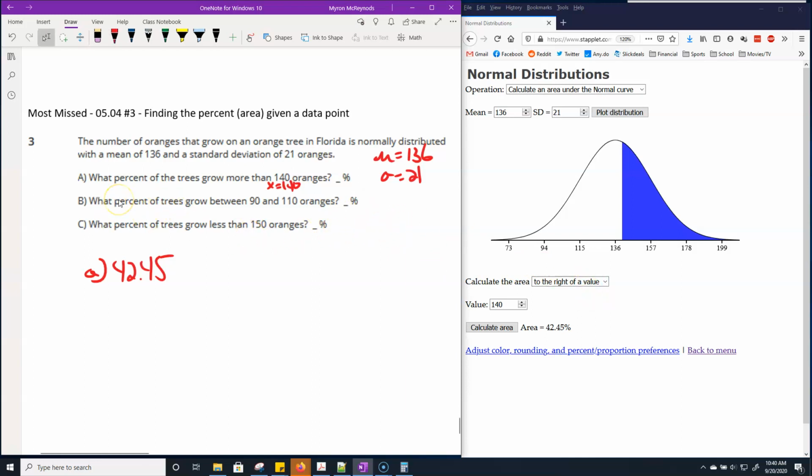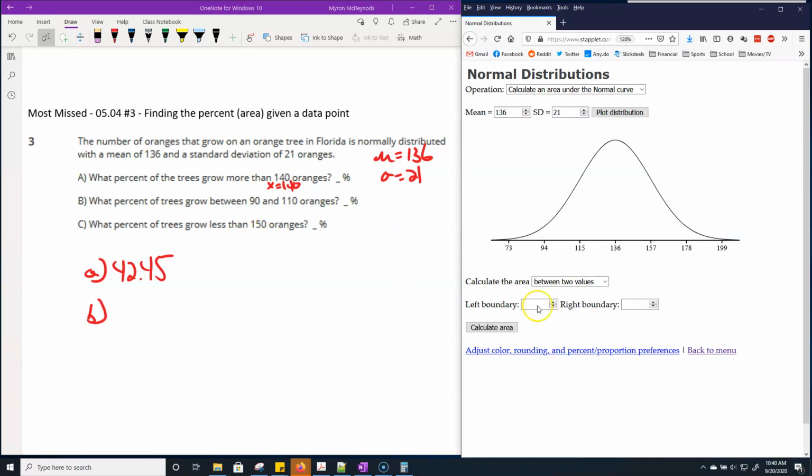The next question they ask, B, is what percentage of trees grow between 90 and 110? So you look, and there's a between two values one. And the two x's are 90 and 110. You always put the lower one first, 90 to 110, like that. And 90 to 110 is like in here somewhere, so I don't expect it to be a huge percentage, right? Not a lot of people are between here and like here. So I calculate my area and I get 9.36% on that one.